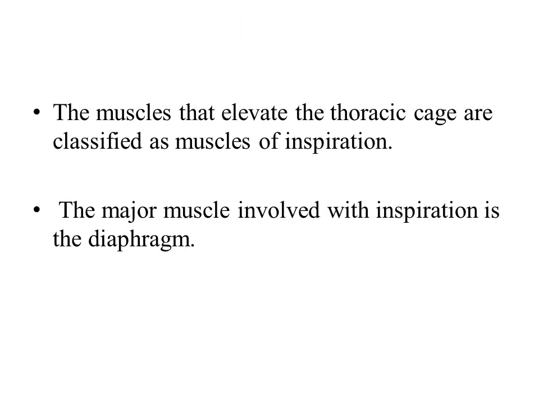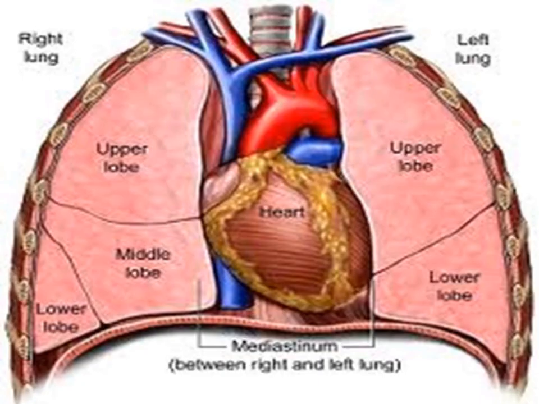The muscles that elevate the thoracic cage are classified as muscles of inspiration. The major muscle involved within the inspiration process is the diaphragm that is innervated by the phrenic nerve. This picture clarifies the structure of the left and the right lung within the mediastinum. Also, the mediastinum contains the heart, the great vessels like the aorta, the esophagus, the trachea, the left and the right lung.